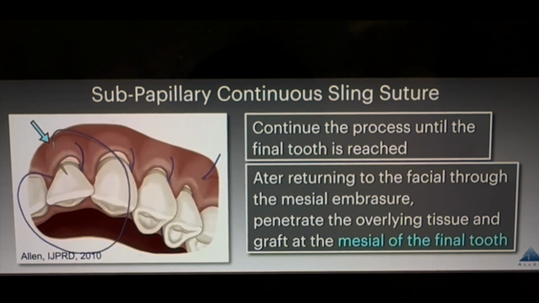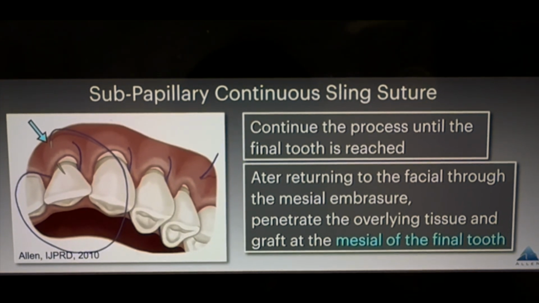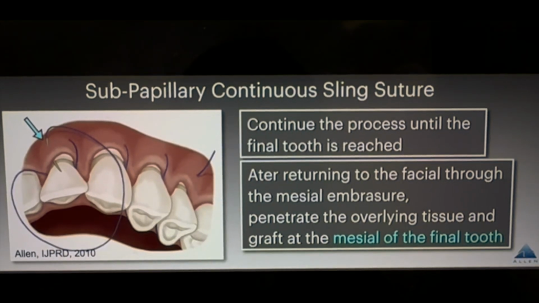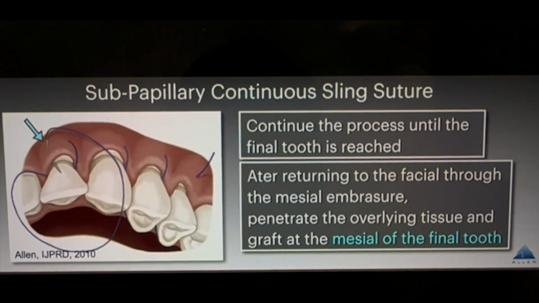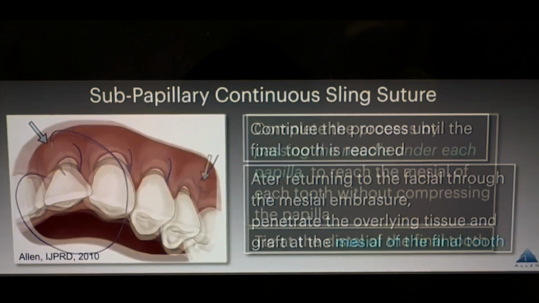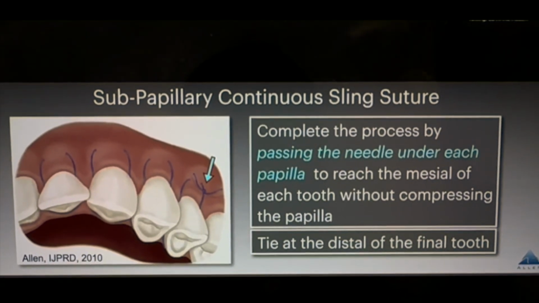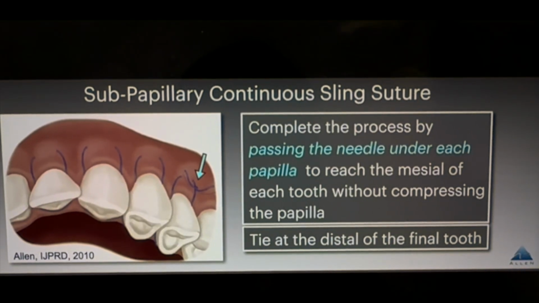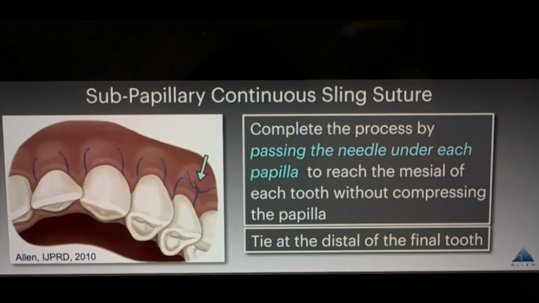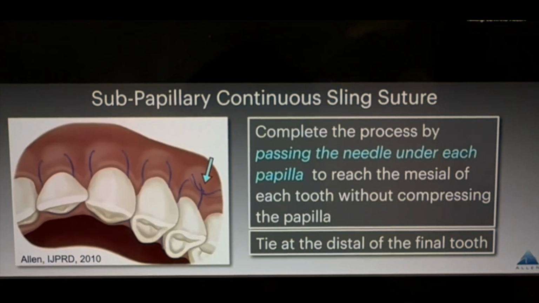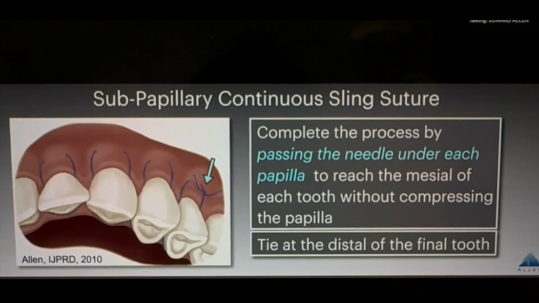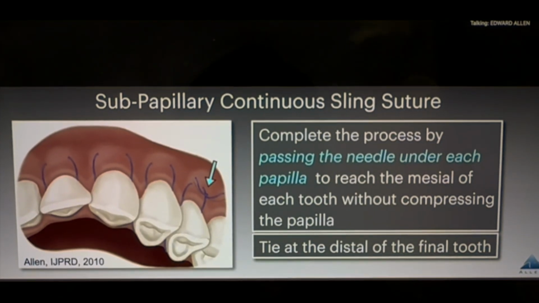It might be a little bit over the CEJ, but my intention is not to advance it multiple millimeters coronal to the CEJ. We can talk about that in the questions if you like. So you work your way back to the starting point by going under the papillae at each tooth to get to the mesial aspect, penetrate overlying tissue and graft together. And then when you get to the final tooth, you gently tie it, and you have a nice adaptation.